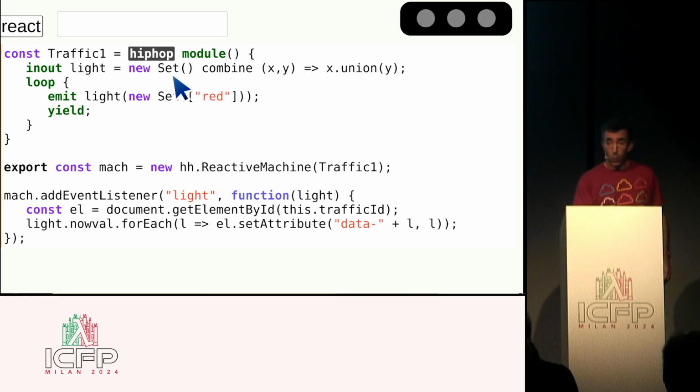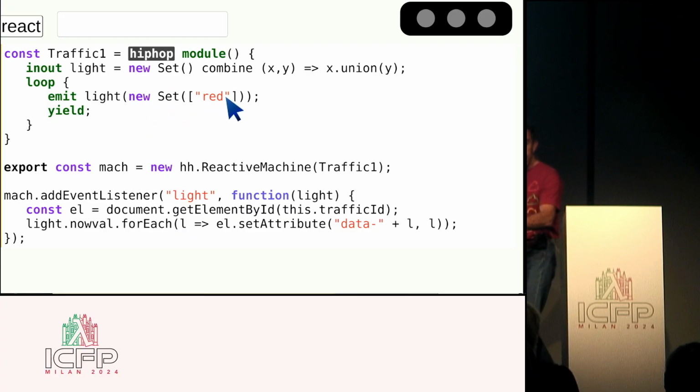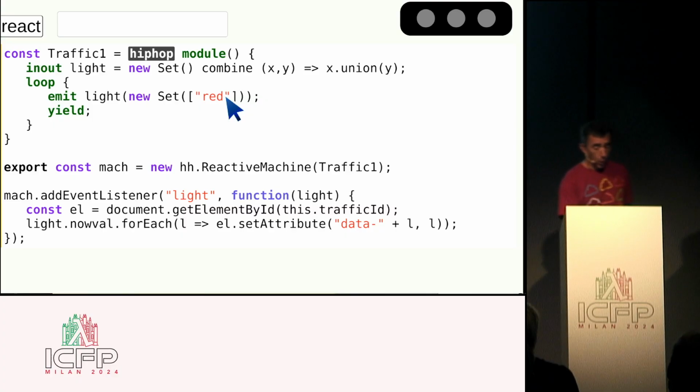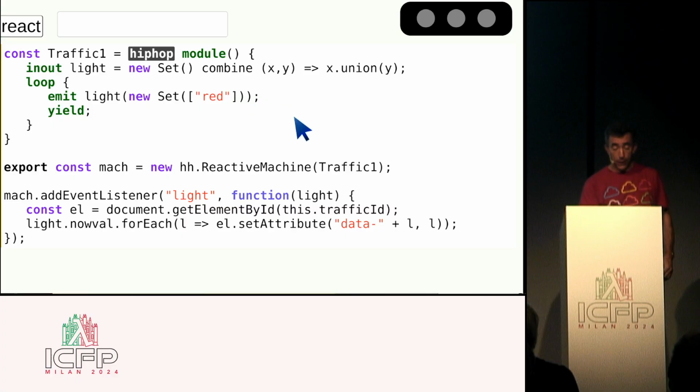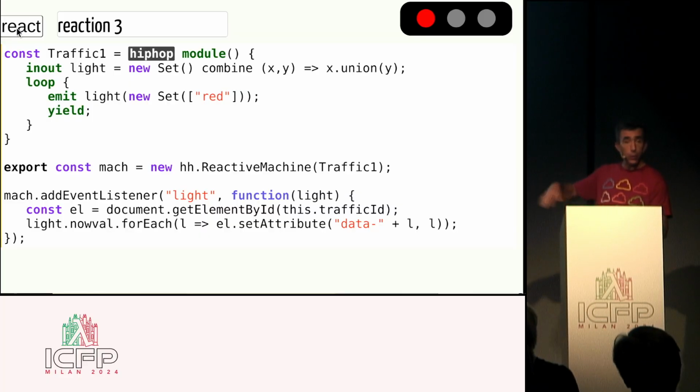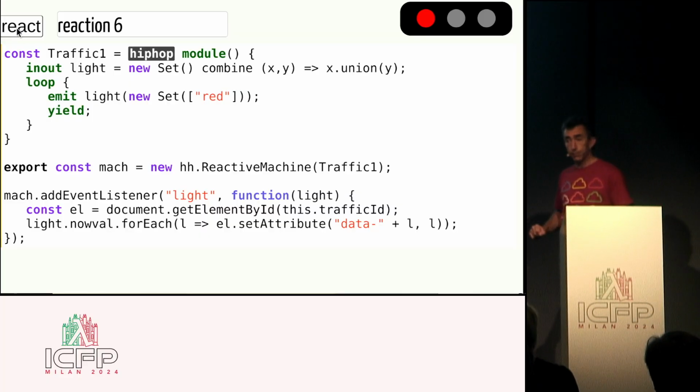Now, the rest of the program is just an infinite loop that runs forever. It emits the signal red, and it yields. Yield means give back the processor to JavaScript. And a reaction ends when all the threads that are running in the machine yield the processor back to JavaScript. So let me run this program by just clicking this React button over there. I have red, red, red, red, red, red, etc. for each reaction. Pretty simple so far.